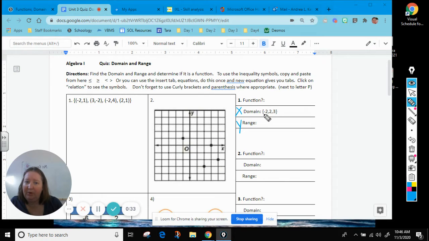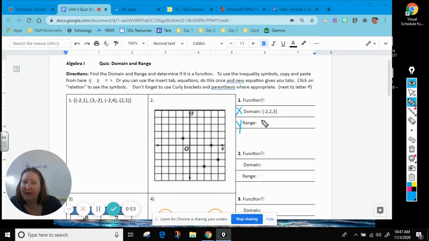So I put curly brackets, and then I put them from least to greatest, and I don't repeat any repeaters, and that's for this right here. So -2, and then 2 and 3, that puts them in least to greatest order. I did not write this one a second time. You only write it once.